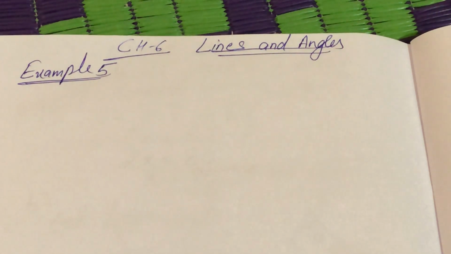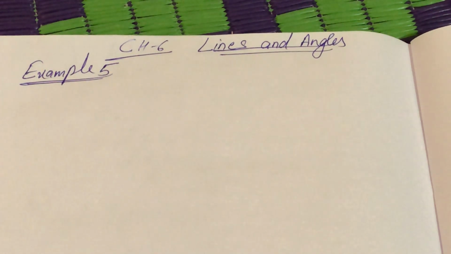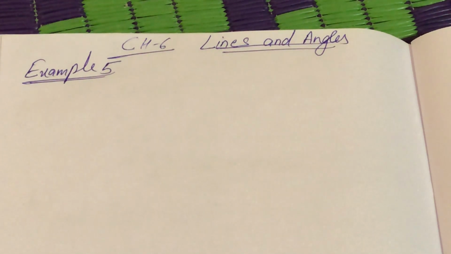Hello everyone. In this video we are going to discuss some important questions of the chapter Lines and Angles. In the last video I discussed all the parts: in 6.1 we discussed theorems, and in 6.2 exercise some questions. The remaining we will discuss in this video. First of all, I'd like to discuss this Example 5. It is a really very important example from the examination point of view also.